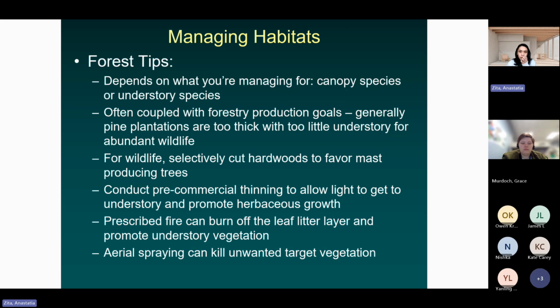Pre-commercial thinning is also an effective way to promote herbaceous growth by allowing light to get to the understory. Prescribed fires can also be used to burn off the leaf litter layer and promote understory vegetation. Aerial spraying can be used to kill unwanted vegetation that may be competing with other species in the forest. These strategies help forest managers promote health and diversity in forest ecosystems, which is beneficial for a wide range of plants and animal species.